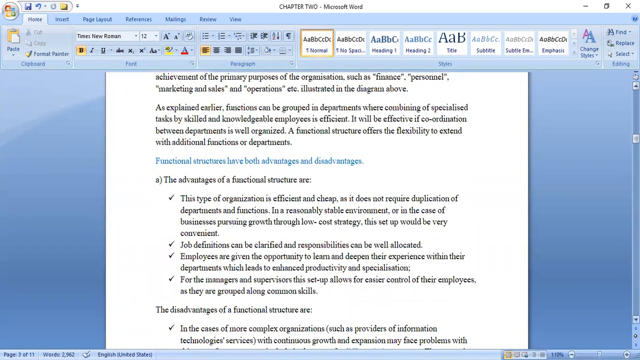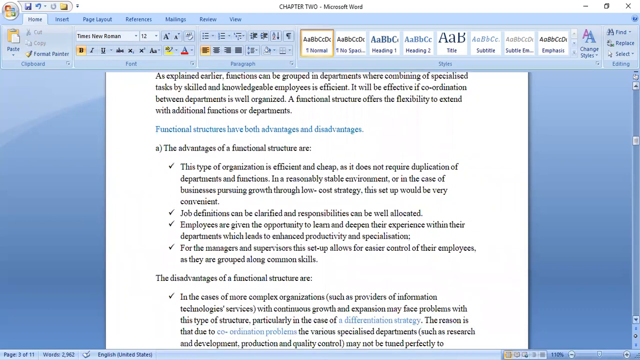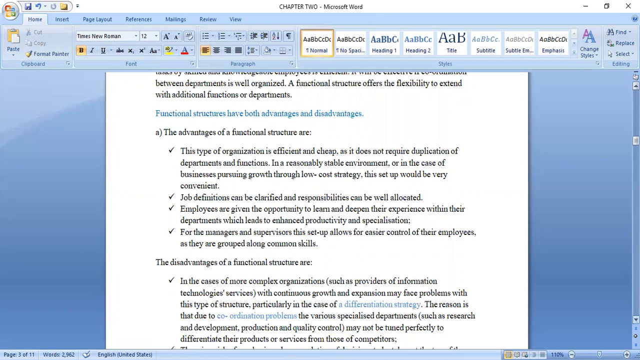So what are the advantages of functional organization structures? One of them is that they are efficient and cheap. Yeah, it being that they apply for small organizations, of course, they are not complex. So at the end of the day, they are cheap. And being cheap, being efficient means that it involves low cost, it involves high output at the least possible cost.